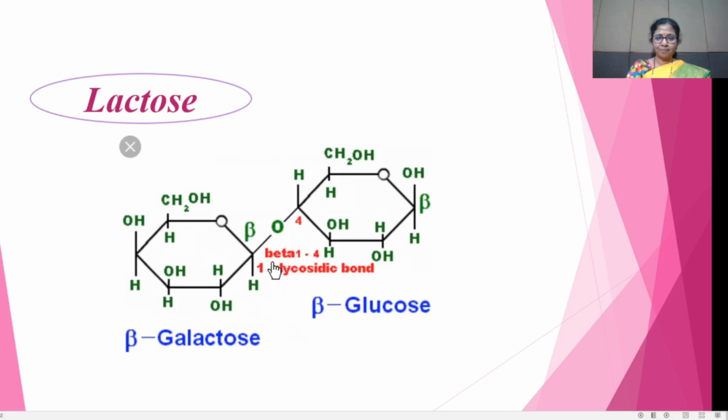which is called the beta 1,4 glycosidic linkage. In lactose, there is the formation of a beta 1,4 glycosidic bond. This lactose is also a reducing sugar because there is the presence of a free aldehyde group. Only one molecule uses its anomeric OH group, and hence lactose is also a reducing sugar.